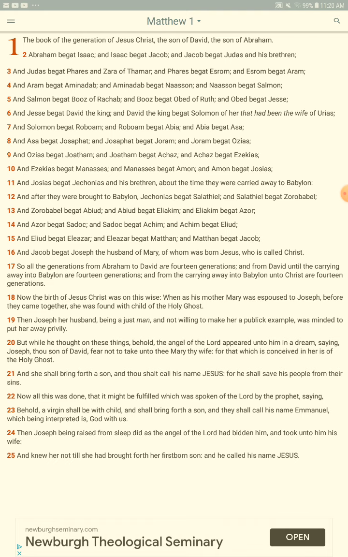Now, all this was done that it might be fulfilled which was spoken of the Lord by the prophet, saying, Behold, a virgin should be with child, which right there, that phrase virgin should have been a young woman should be with child, all right? And she'll bring forth a son, and they should call his name Emmanuel, which being interpreted is Yahweh with us, all right?